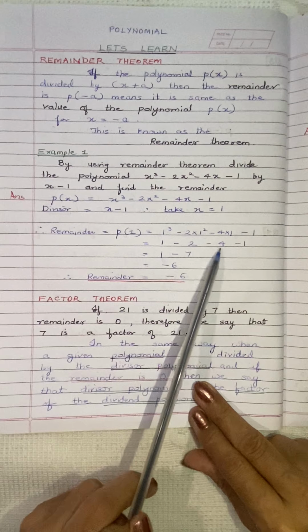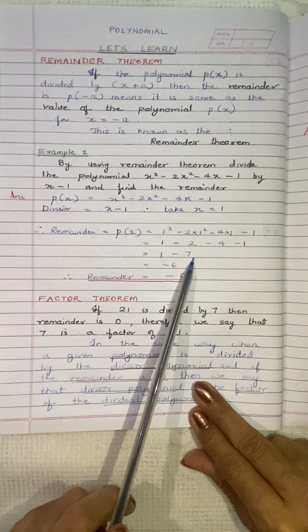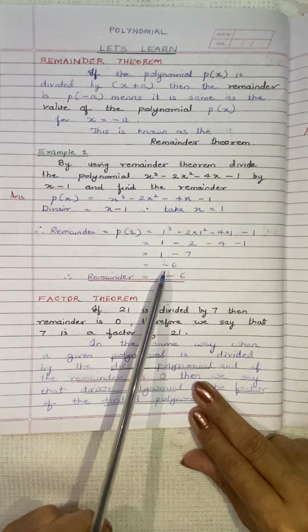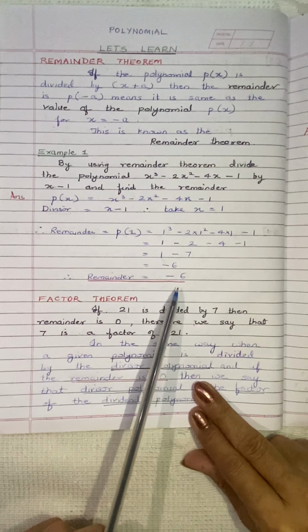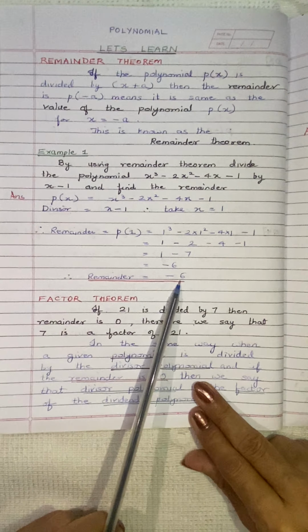When we solve all these negative values, we add them up with the negative sign. This is minus 7 and this is positive 1, so minus 6. So the remainder is minus 6.